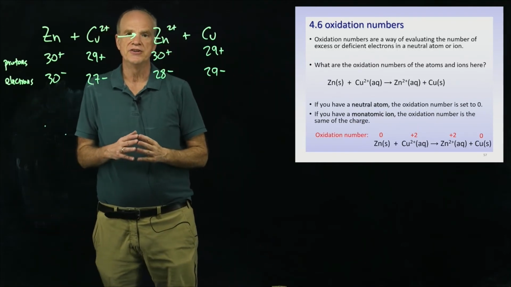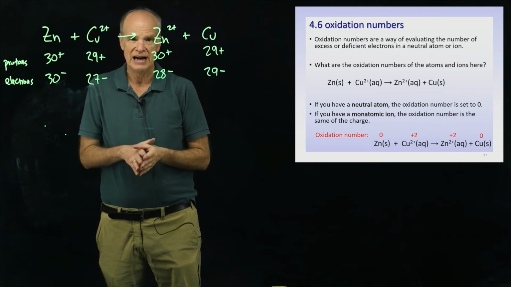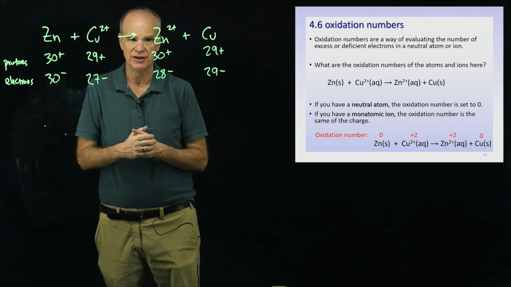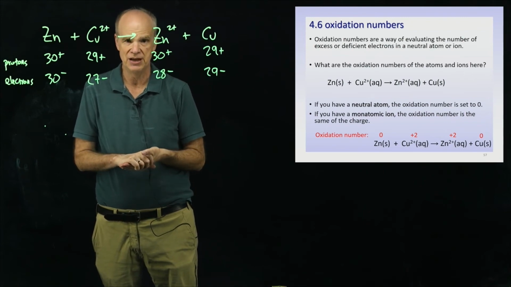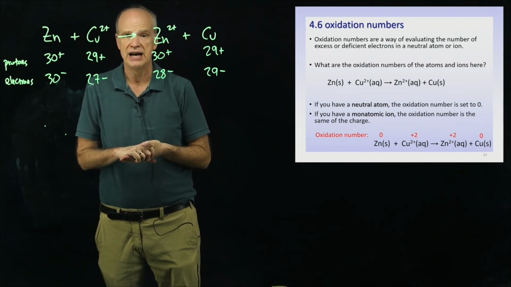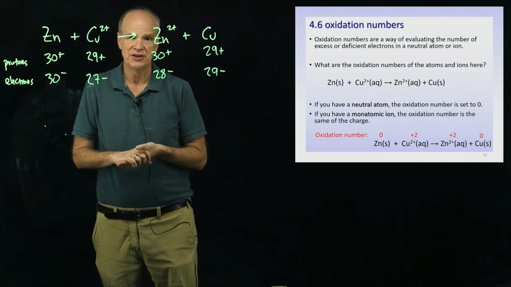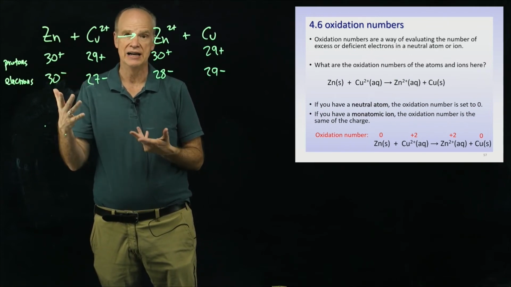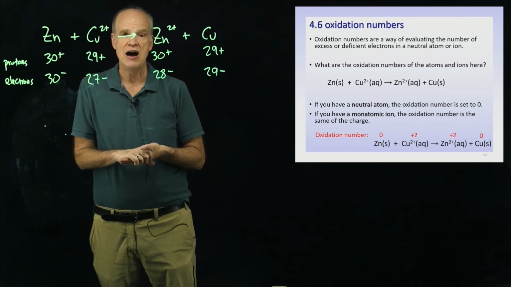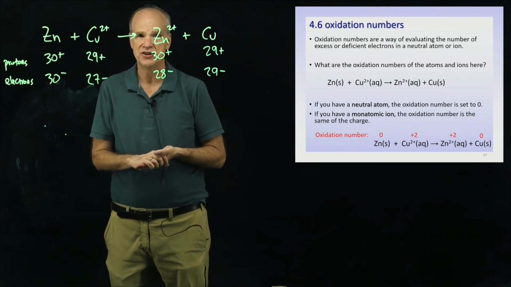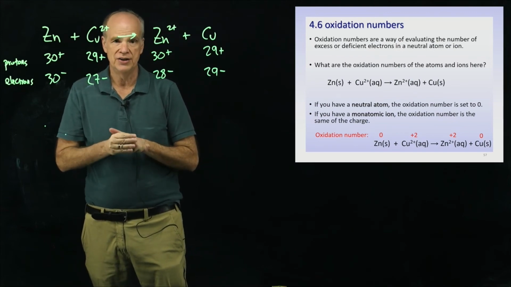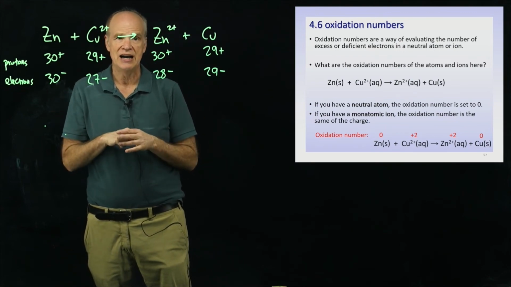Now there is another way of figuring out whether a reactant is undergoing oxidation or reduction. And so I need to tell you about that method. The way we do that is by assigning something called oxidation numbers to these atoms or ions or molecules, and then following the changes of the oxidation numbers as we go from reactants to products. And so what I want to do is assign these oxidation numbers.